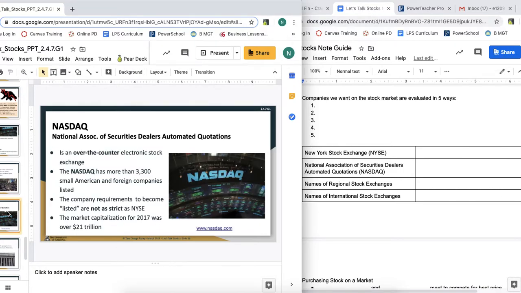The NASDAQ, like we just talked about, is going to be an electronic stock exchange. So the New York Stock Exchange has people physically in there, centralized. This is going to be an over-the-counter electronic one. They have more than 3,300 small American and foreign companies. So they're going to be a little bit smaller. They're not going to be always the huge companies that the New York Stock Exchange has. They will obviously still evaluate the companies that they are trading, but they are not nearly as strict as the New York Stock Exchange.